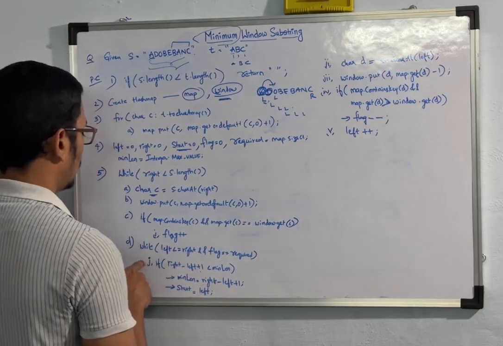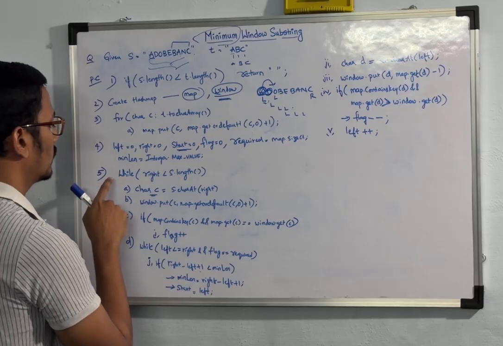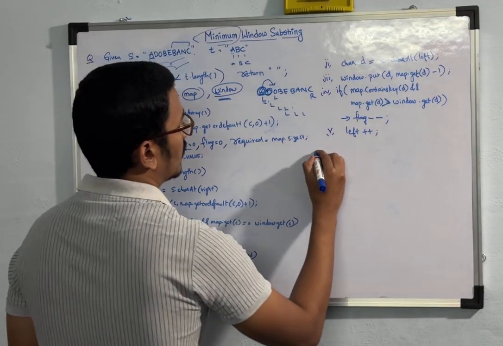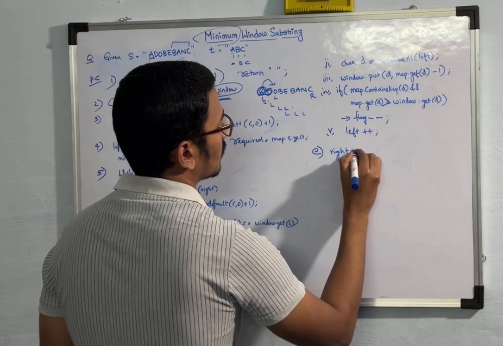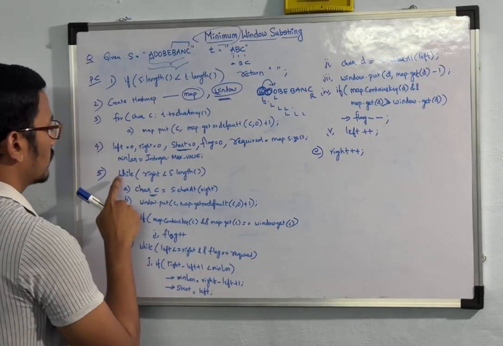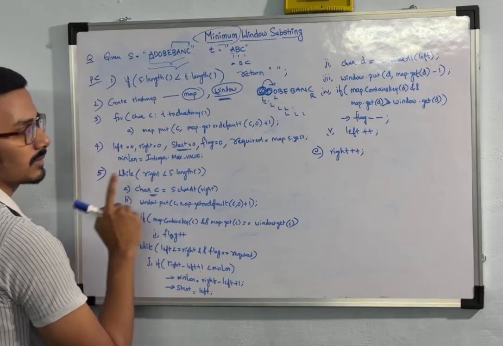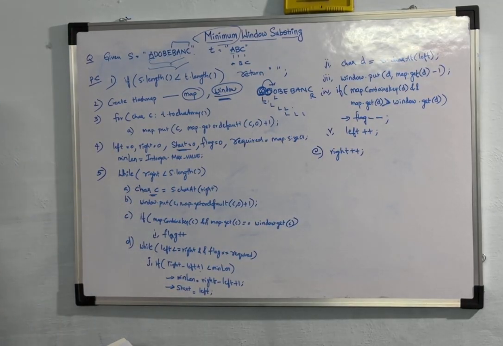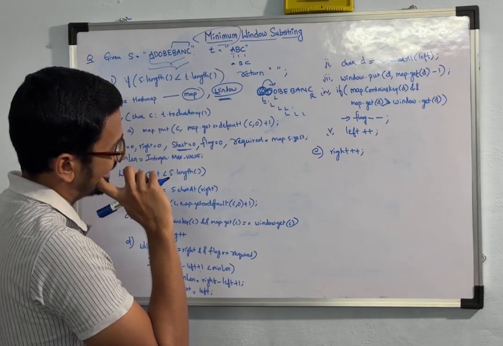Coming out, this is the last step. I have to close this while loop as well. In order to close this while loop, the step will be right plus plus, same as previously. This right plus plus keeps this while loop running, and whenever this condition doesn't satisfy, this while loop stops. Later on, I have to return.